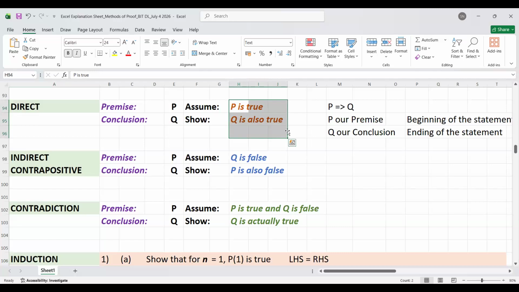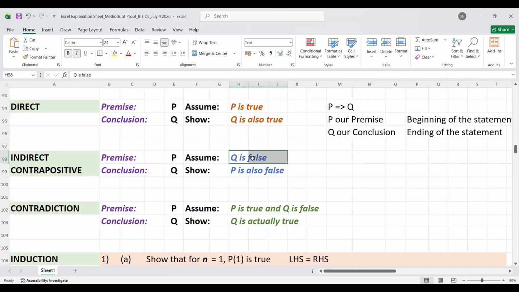Let's first of all understand what direct means. Direct means that when you are given an argument or a statement, you assume the beginning of the statement, which we are calling the premise, is true, and then you show that the conclusion, which we are calling Q, is also true. So that is the direct method. For the indirect or contrapositive method, you assume that the ending is false. It's because of Socrates, and then your MCQs, the quizzes on the LMS, those 15 MCQs. That's why I'm taking my time to explain this.